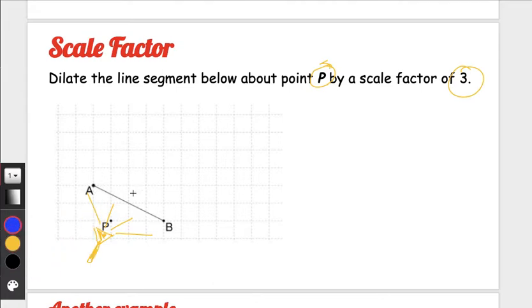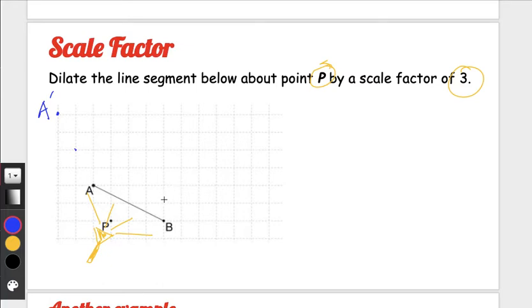The way we do this is we move from the center to A, and we just repeat it 3 times. How do I move from P to A? Up 1, left 1. That's how I move from P to A. This is the first time. Since the scale factor is 3, I'm going to repeat this 2 more times. Up 1, left 1, that's one time. Up 1, left 1, second time. Up 1, left 1, third time. So this is A prime.